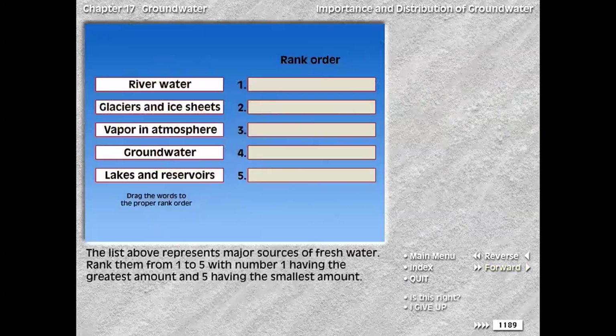The list above represents major sources of fresh water. Rank them from 1 to 5, with number 1 having the greatest amount and 5 having the smallest amount.